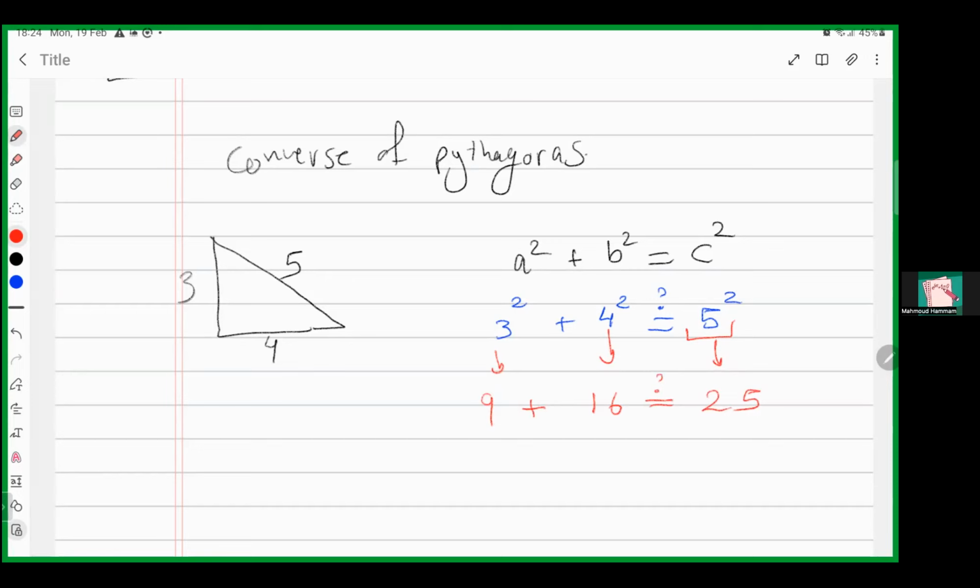Who can tell me? 9 plus 16, is it equal to 25 or not? Yes, it's equal to 25. So this means that it is a right triangle. Wasn't this in the last quiz? In this quiz, we have the converse of Pythagoras. Okay, thank you, very good.